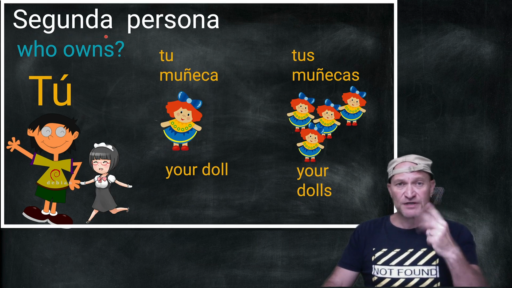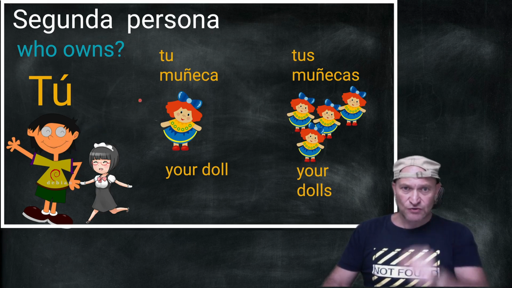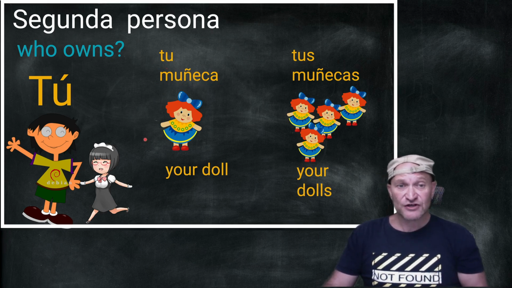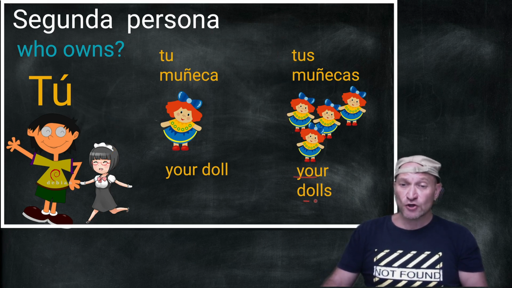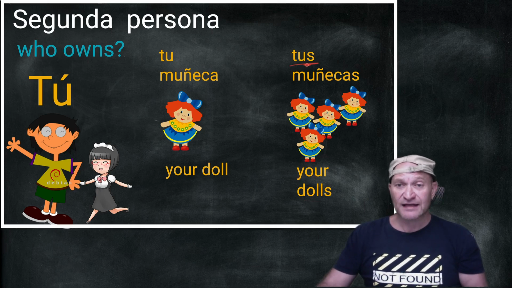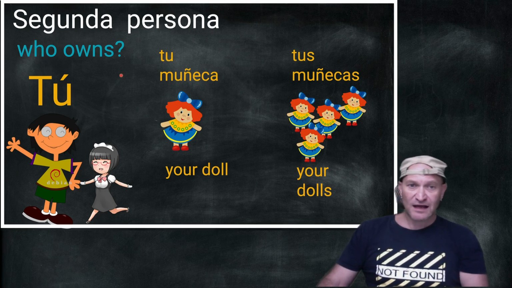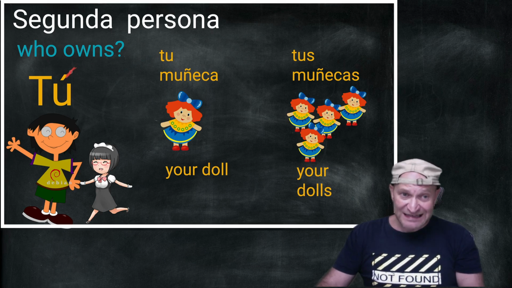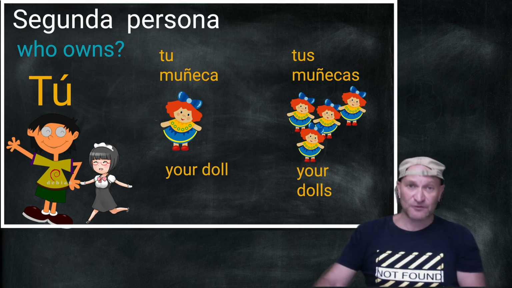Segunda persona, second person, you. Okay, this is the guy who is talking to this lady saying, this is your doll. Tu muñeca, because she has one. But later, she told him she has more than one. So, tus muñecas, your dolls, exactly the same. We add an S here, and we put it in plural. You have to know, tú, like you, and tu, your, is exactly the same sound. The difference is this weird line we have on the top of the U, but it's exactly the same sound.